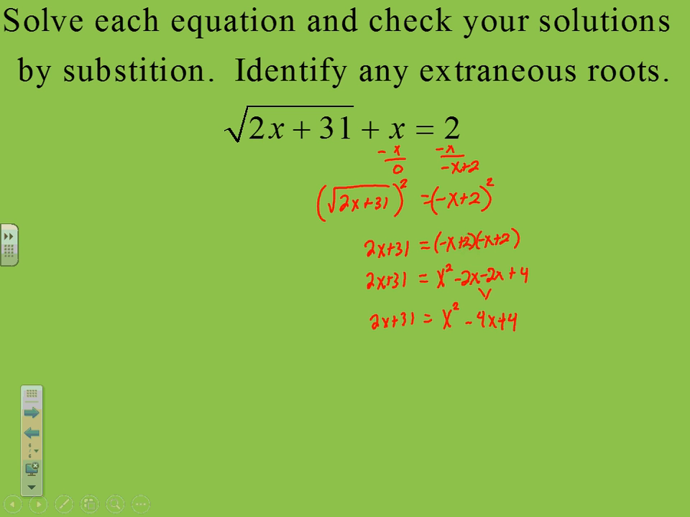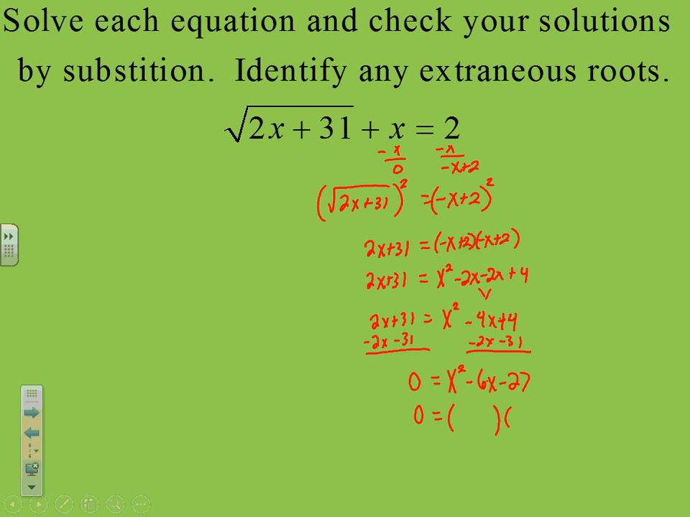So now the largest term is the x squared on the right side, so that means take everything and move it to that side. Minus 2x here, minus 31 here. Okay, and now everything on the left is 0, and I'm going to get x squared minus 6x minus 27. So now we have a quadratic expression in standard form that we can factor.